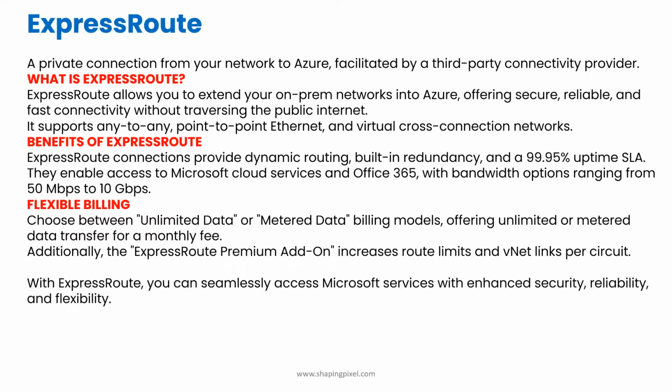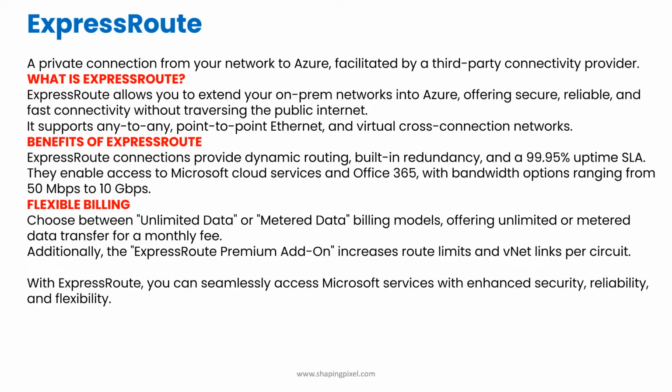Welcome to ExpressRoute. We'll explore the features and benefits of ExpressRoute, a private connection from your network to Azure facilitated by a third-party connectivity provider. ExpressRoute allows you to extend your on-premises network into Azure, offering secure, reliable, and fast connectivity without traversing the public internet. It supports any-to-any, point-to-point Ethernet and virtual cross-connection networks. ExpressRoute connections provide dynamic routing, built-in redundancy, and a 99.95% uptime SLA.